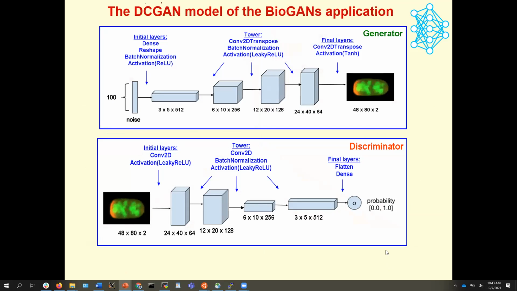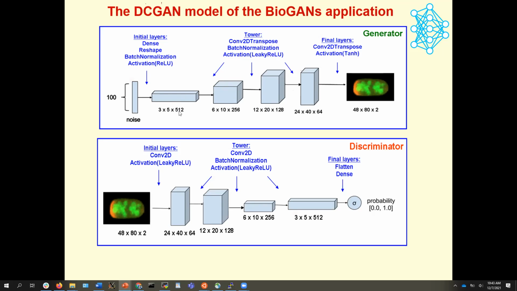This slide presents the DC-GAN model for the biological example. This is the most basic model implemented as a part of this application. And it comprises the generator and discriminator. The generator network starts from a noise of size 100. Then it performs a number of transformations of that noise tensor. First, it creates a rectangle, shown here. Basically, the intermediate data tensors.